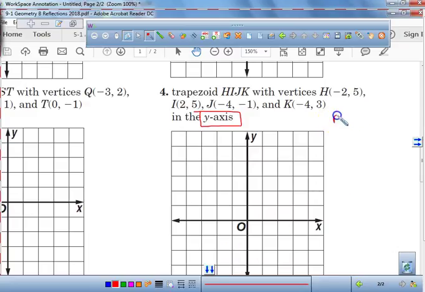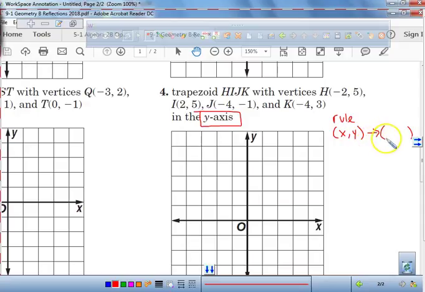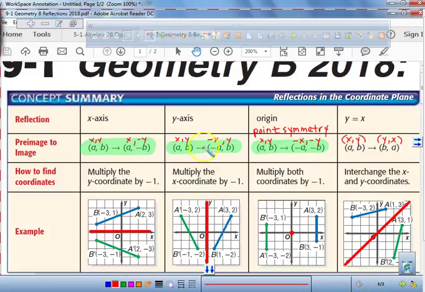So, what is the rule for the y-axis? If we have an x and a y value, what happens? The x becomes the opposite, but the y value stays the same. Let's check. You're right.